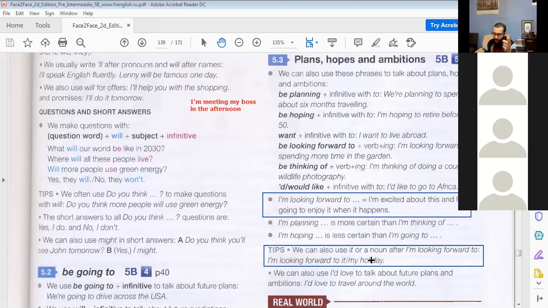شوية options. الحاجة الوحيدة الممنوعة اللي هي الانفينيتيف، you can't use an infinitive. You can't say, I'm looking forward to travel. No, you have to say traveling. Or if you want to use a noun, I'm looking forward to meeting, having. This is the idea. All right.